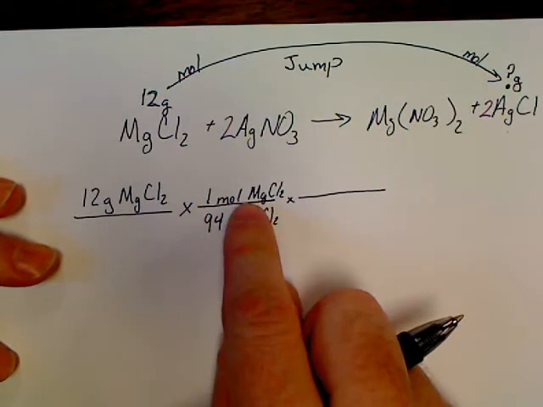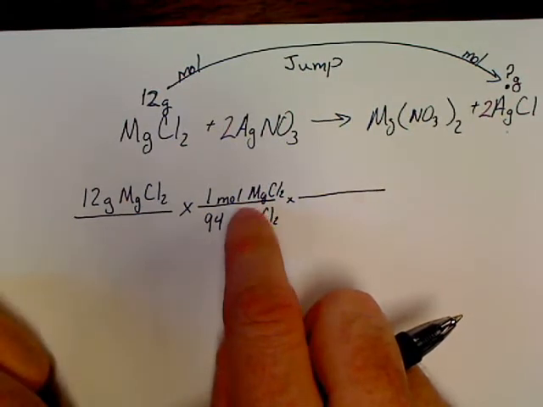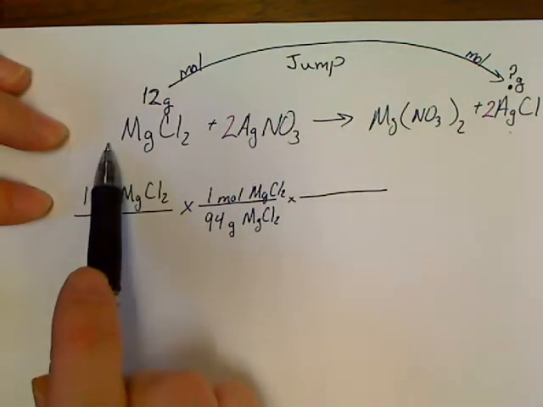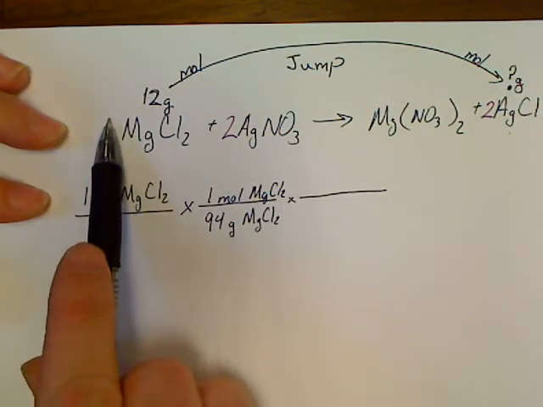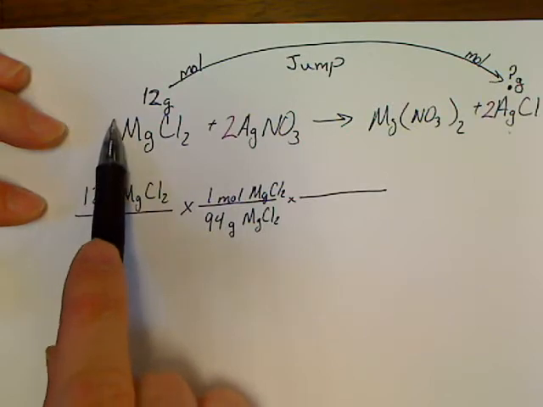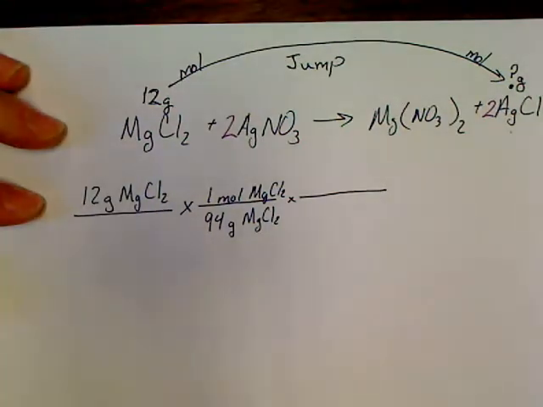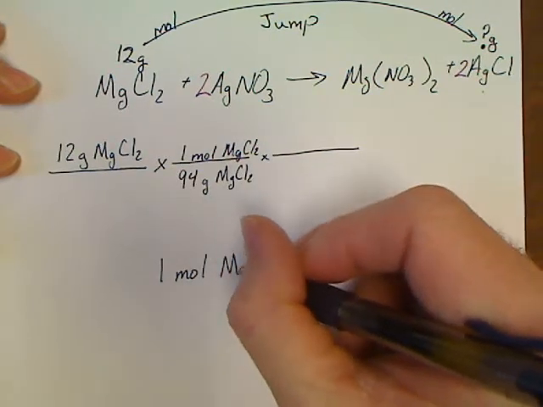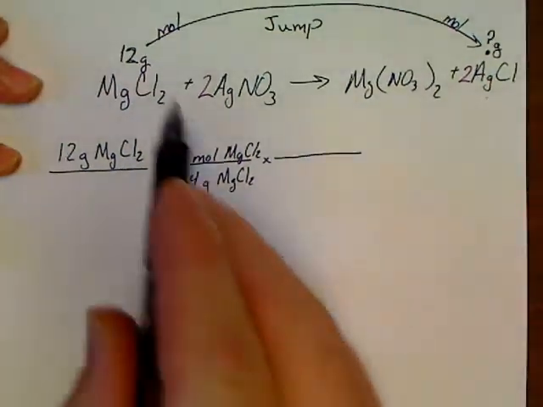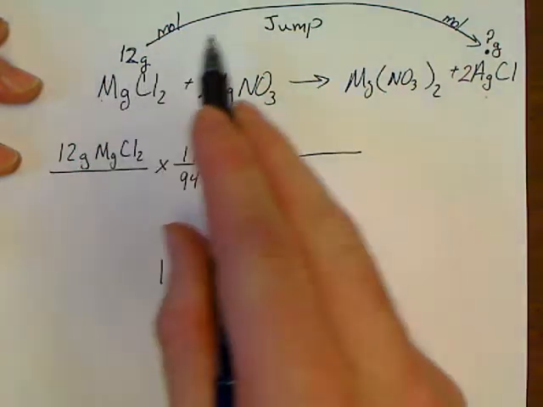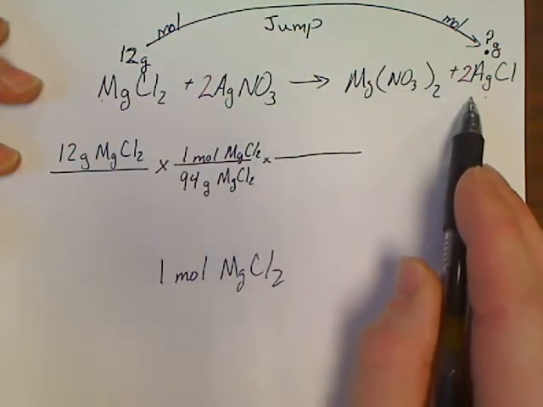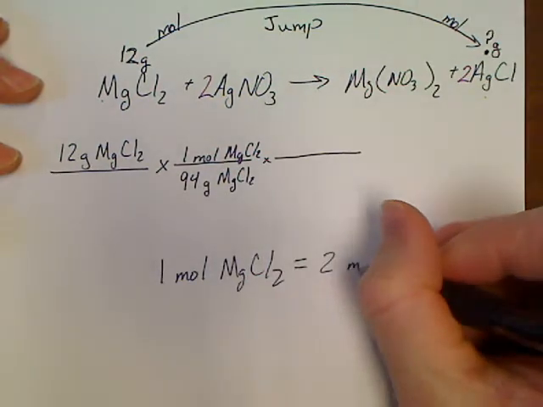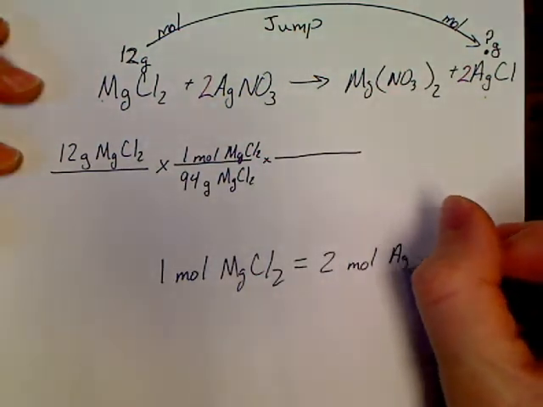I have to be in moles. And now you get to do your new thing. Look up here. For every, no number here means basically there's a 1 here. For every 1 mole of MgCl2, I should be able to make, jump, 2 moles of AgCl. So equals 2 moles of AgCl.